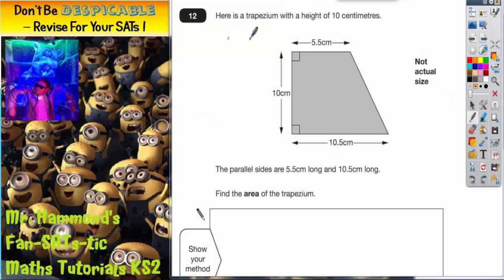Question 12. Here is a trapezium with a height of 10 centimetres. The parallel sides are 5.5 centimetres long and 10.5 centimetres long. It's always a good idea to show parallel sides with a pair of arrows like that. They show parallel sides. And we've got to find the area of the trapezium.